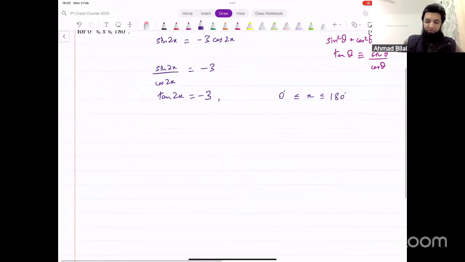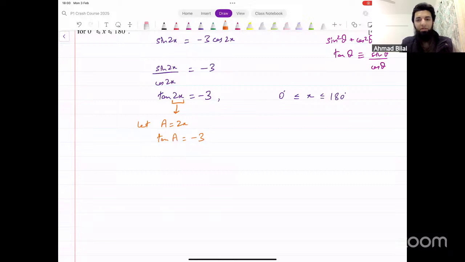First of all, let's use a substitution. Convert this to some other letter. Substitute this with another letter. So you can say let a equals 2x. So that the equation becomes tan of a equals negative 3.